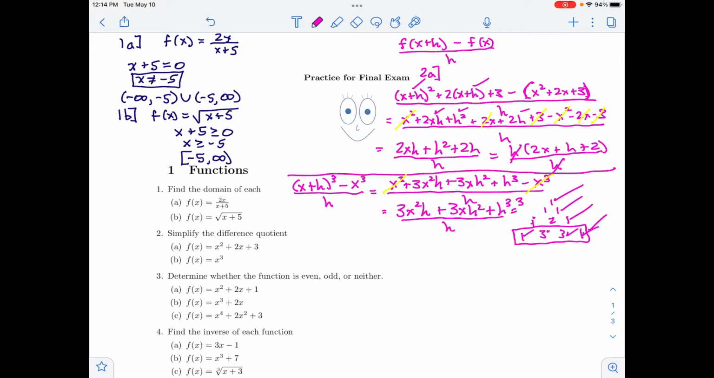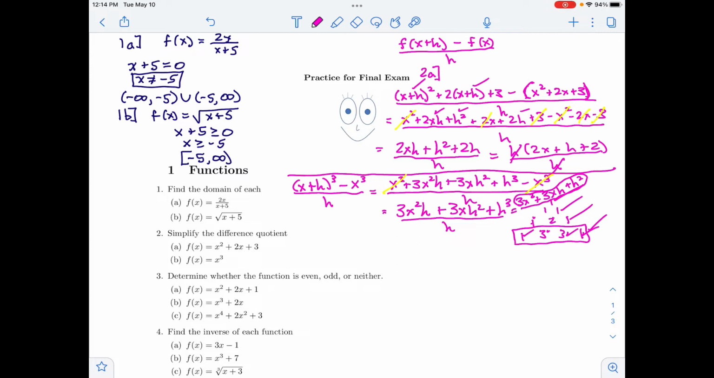We have 3x squared plus 3xh plus h squared. Okay, so there, I hope you can see that. So there it is. So we have simplified the difference quotient.